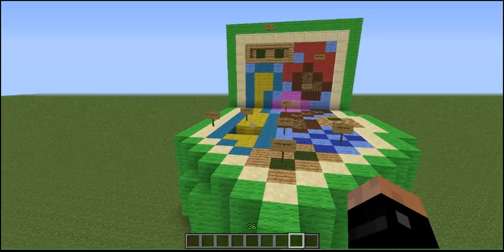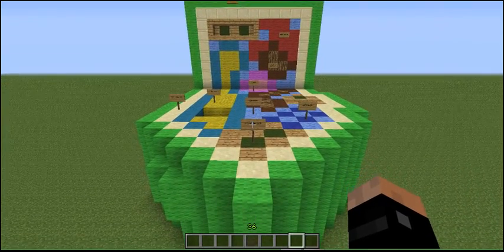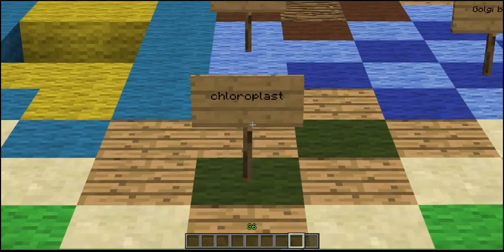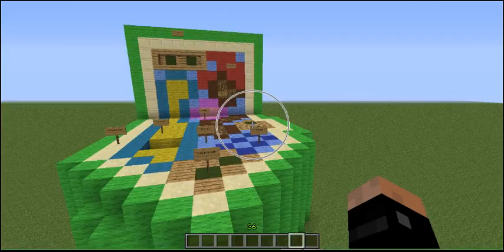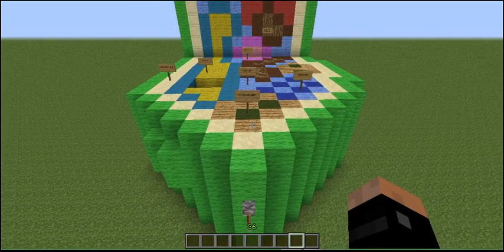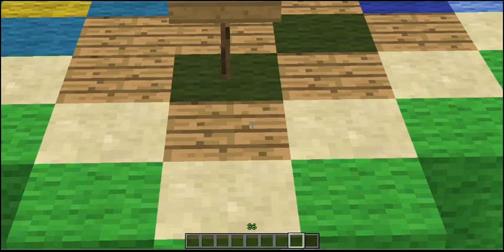Now, the chloroplast, where is that? Where did I put that? It's right here. The chloroplast, which is over there, right there. The chloroplast is very important as it traps energy from the sun and changes it into chemical energy to keep the cell alive. This is an important part of photosynthesis. I can never pronounce that.